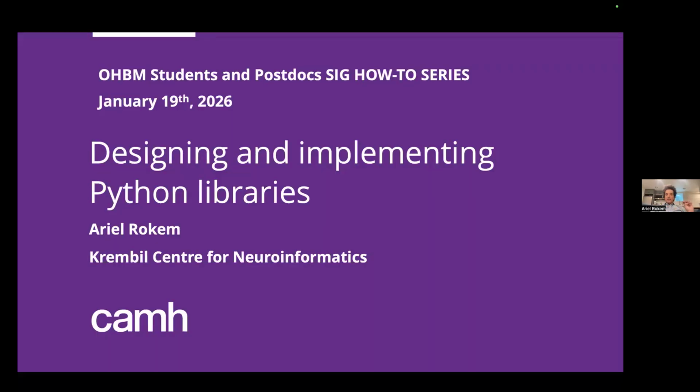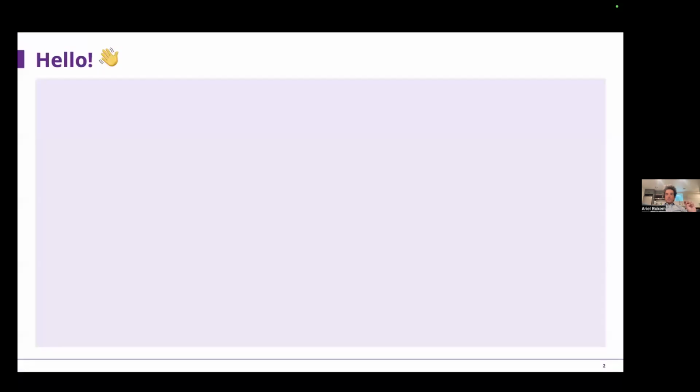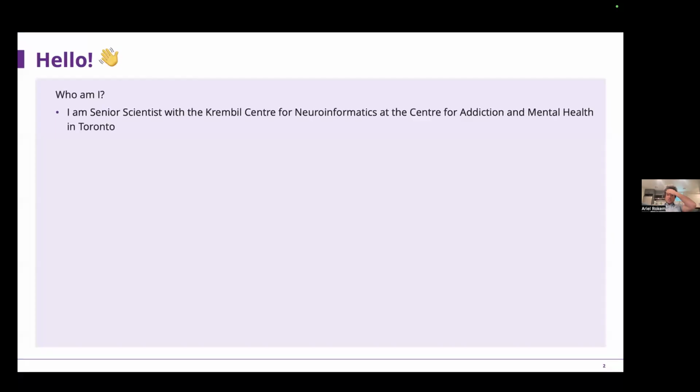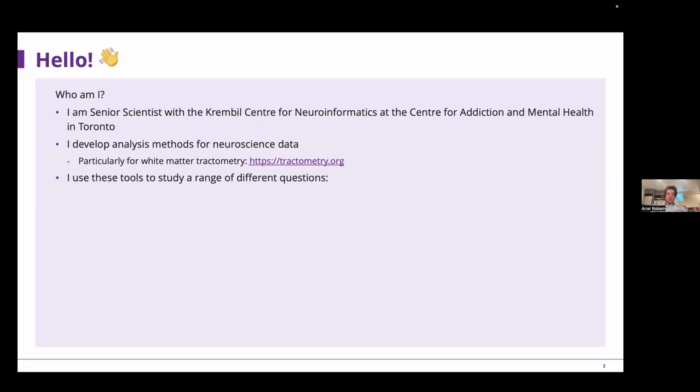So as mentioned, the workshop's topic today is designing and implementing Python libraries. But before that, let me just introduce myself a little bit. As mentioned, I'm a senior scientist with the Krembil Center for Neuroinformatics at the Center for Addiction and Mental Health in Toronto. My work focuses on developing analysis methods for neuroscience data, with a particular focus on white matter tractometry. I won't go into what that is exactly here, but you can go to tractometry.org to see the kind of software that we develop. And then we use these tools to study a range of different questions, like how do baby brains develop early in life?